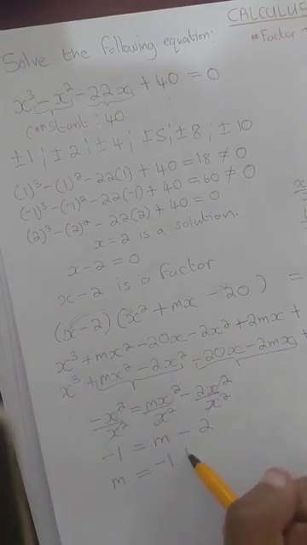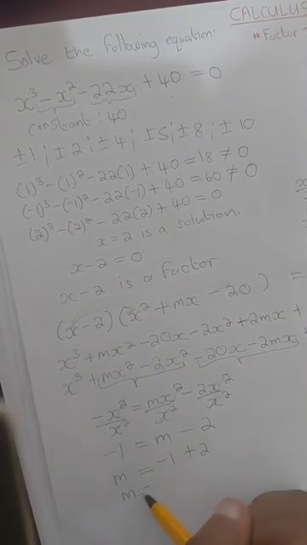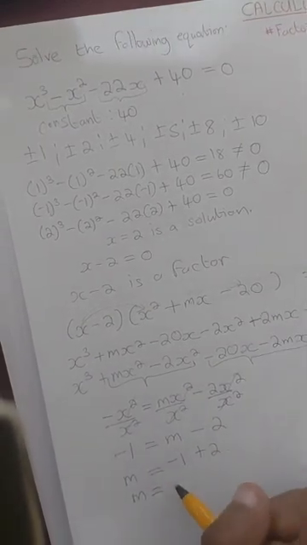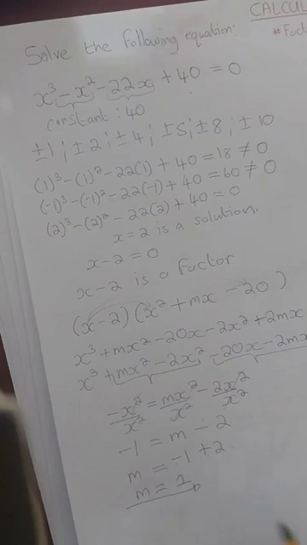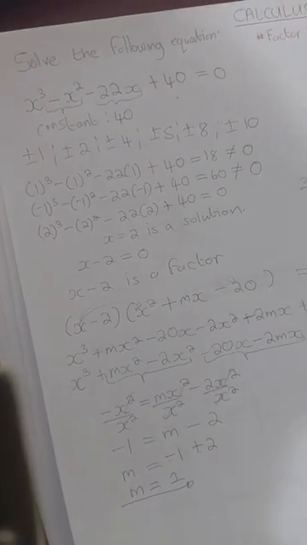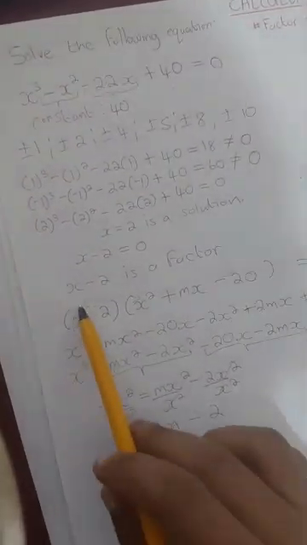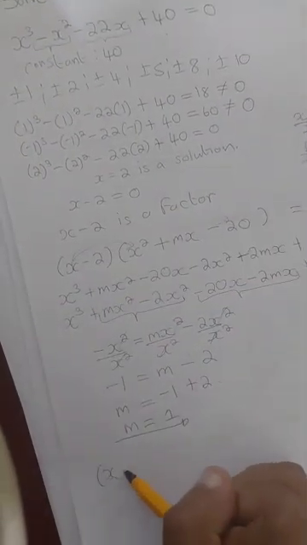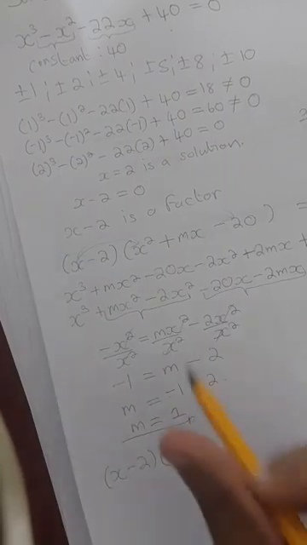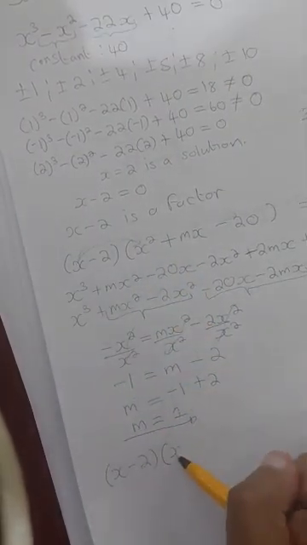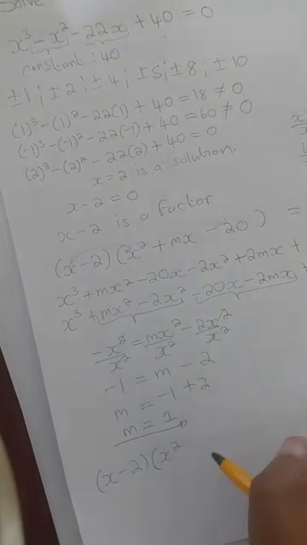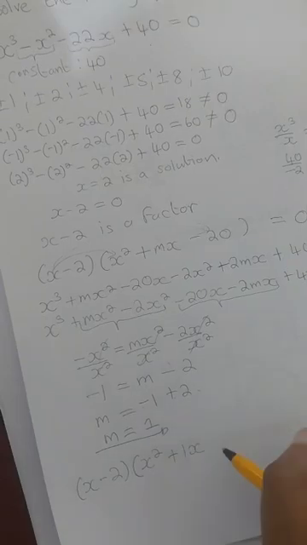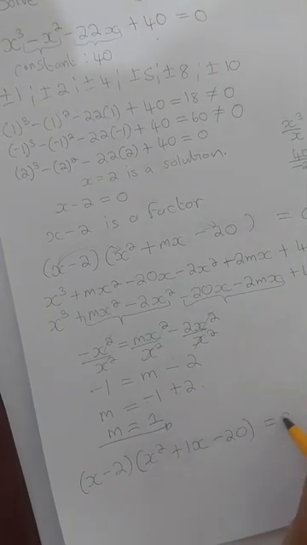If I transpose this to the other side, it's plus 2. So m is equal to minus 1 plus 2, which gives us 1. So m in this instance is equal to 1. Then I'm going to go back to this equation and substitute m. If I substitute m in that equation, we're going to have x squared, plus 1x, minus 20 is equal to 0.